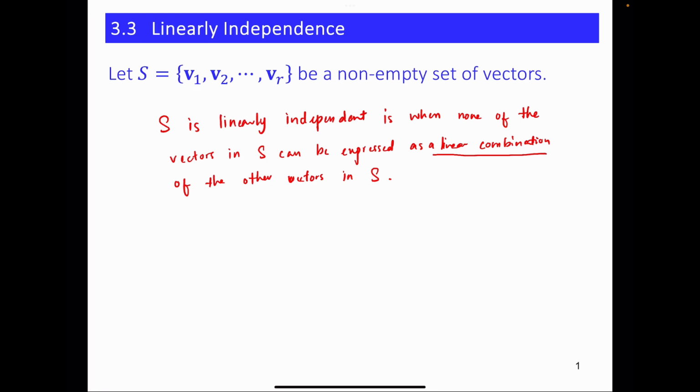Linear combination means that, as you may recall, if V is a linear combination of the other vectors, then V is K1 V1 plus K2 V2 plus up to Kn Vn. So if we can write this equation, that means V is a linear combination of the other vectors in S. Okay, so these are the concepts of linear independence and linear dependence of a set of vectors S.